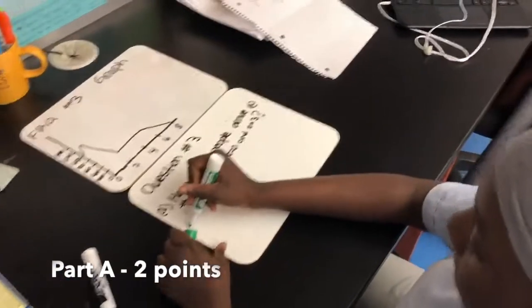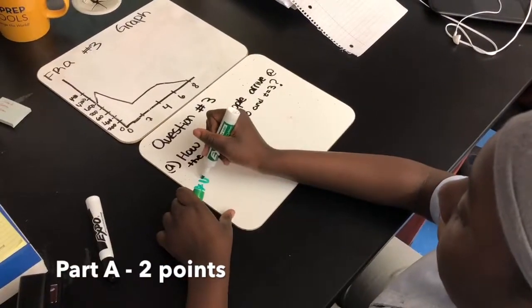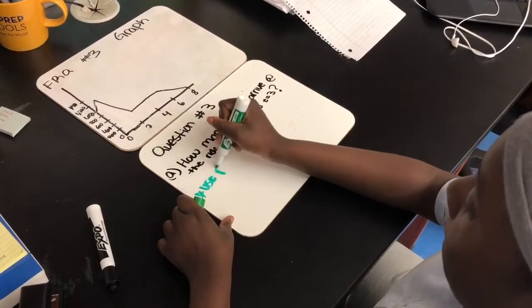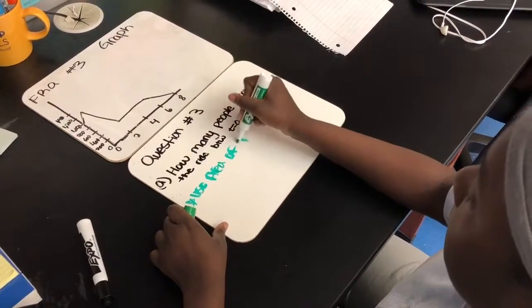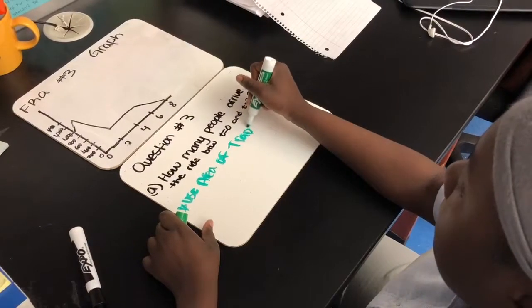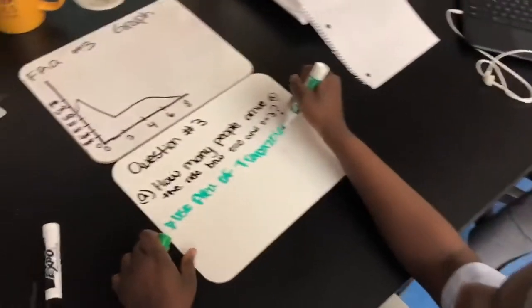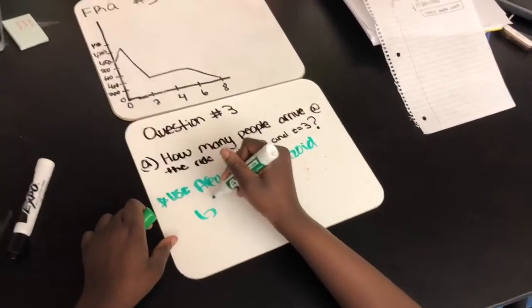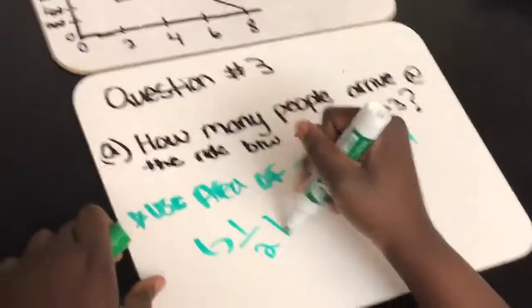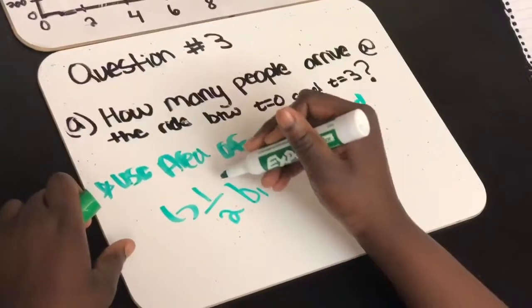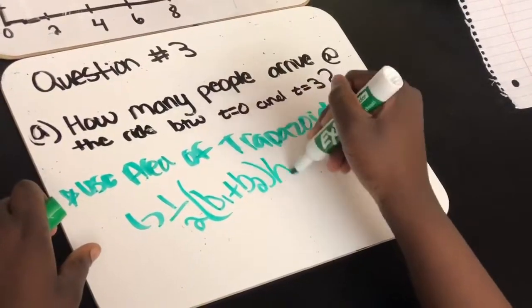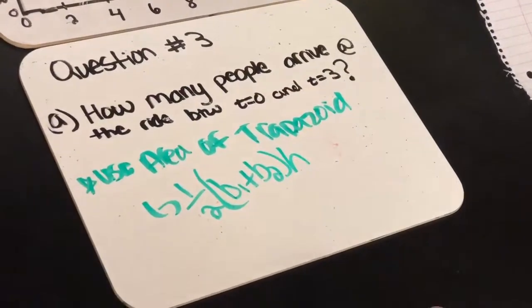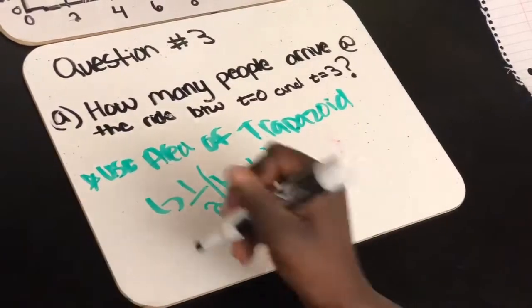For question A, it reads, how many people arrive at the ride between t equals 0 and t equals 3? Show the computations that led to your answer. For this question, you have to use the area of a trapezoid, which is 1/2 (base 1 plus base 2) h. Don't forget to put in the parentheses, and you close the parentheses h.